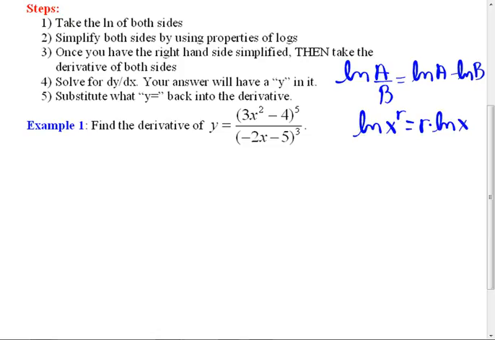Now I do just say log. It's always natural log. If it's something other than that, I'll say base something, because everything's going to be pretty much natural logs. So I'm going to take the natural log of both sides, and I'm going to get the natural log of y is equal to the natural log of that quotient. But can I rewrite that easier?